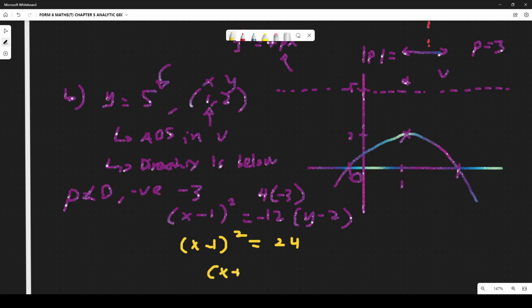Can you check that quickly on your calculator? How much is the square root of 24? I think it's 6 and 4, 8. Let's just check on the calculator. It should be 236. Plus minus.